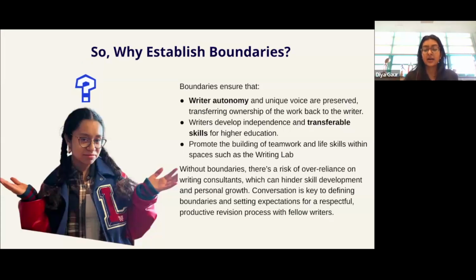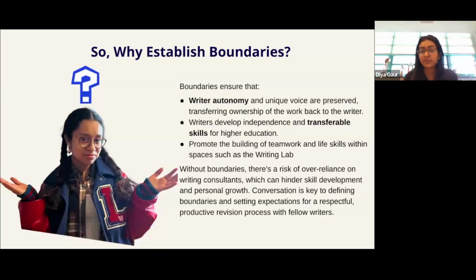And so, learning how to give and receive feedback is very crucial in the academic and professional world. And writing centers at the end of the day really are not about better essays. They're more so about developing better thinkers and communicators and collaborators.